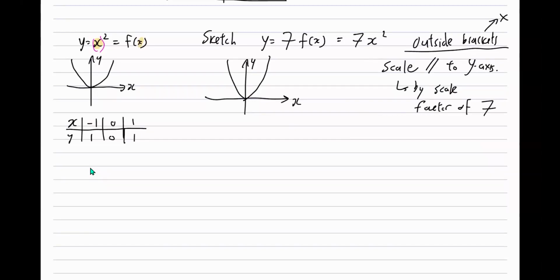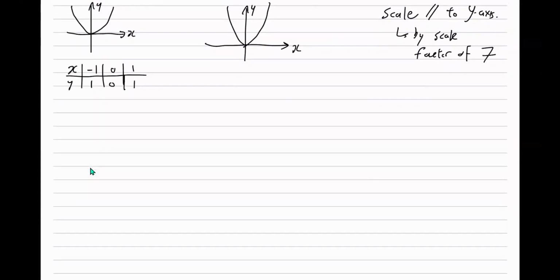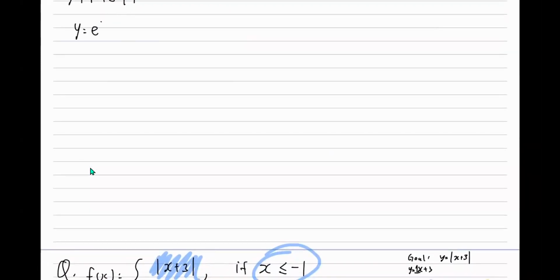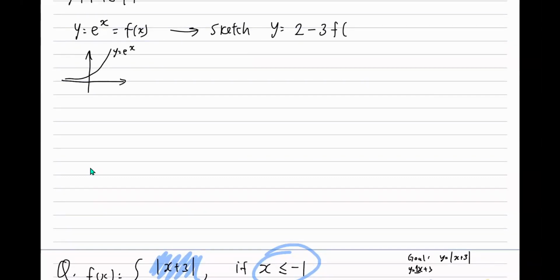So let's say I give you something like this. You start with y equals e power x. Let me start things off by sketching y equals e power x. It looks like this. Then I want you to sketch, let's call this f of x, y equals f of, maybe, let me think of something, 2 minus 3 times f of 2x. Okay, don't make it so difficult. Let's say just x minus 1.